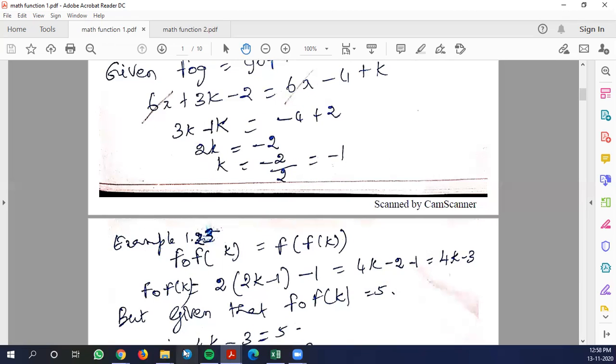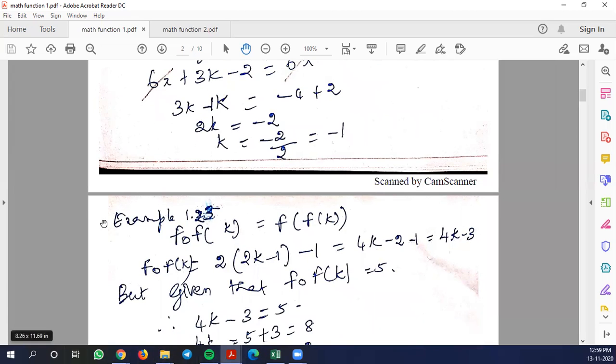Okay. See, f of k is 2k minus 1. But we are finding f of f of k. So 2 into, in the place of f of k, I am substituting what it is: 2k minus 1, minus 1. Minus 1 is already there. So 2 twos are 4k plus 2 into minus 1 is minus 2, minus 1. So it is 4k. Now same sign, add and put the same sign: minus 3.